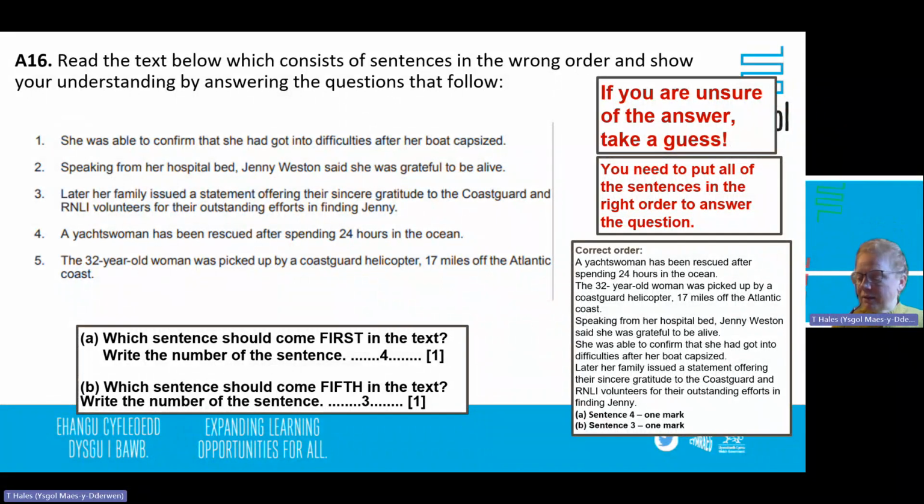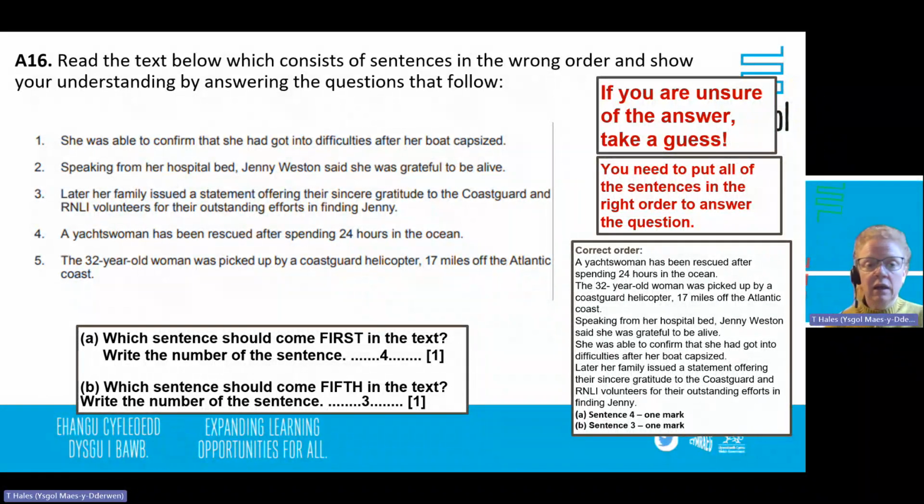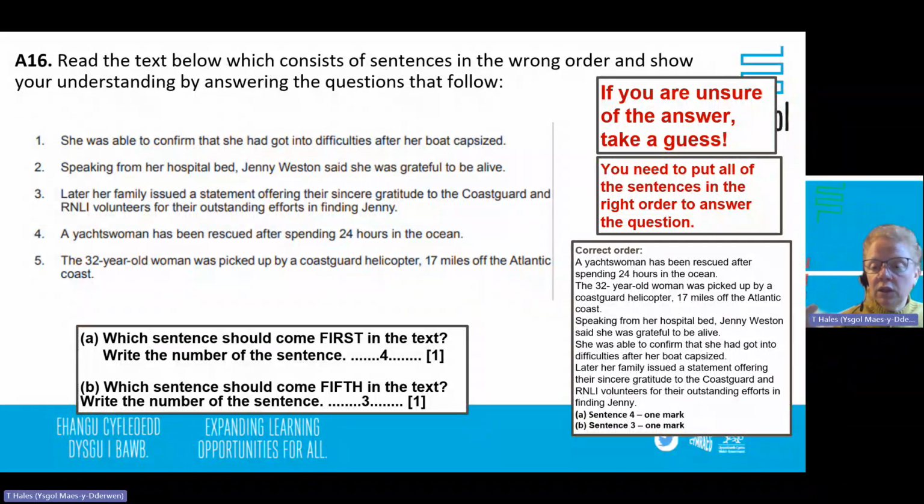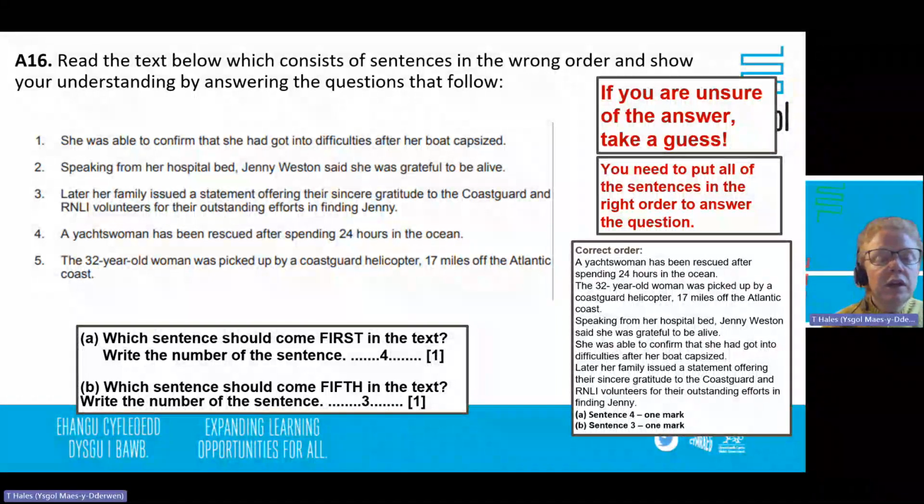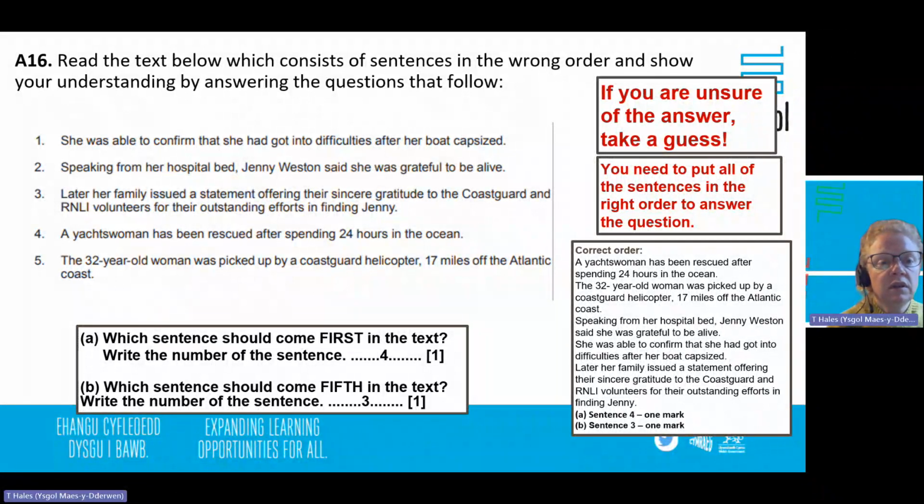So I've used my understanding of text, I've used my understanding of connectives to try and work out what order that story should go in. And I've put it into the right order. I've labelled them at the side, maybe put down A, B, C, D, E at the side of them, so I know what order is the right order. And then I've got to say which came first and which came fifth. So I know that it was sentence number 4 that came first, and it was sentence number 3 which came last. So I put down 4 and 3, and I get 1 mark for each of those. And that is the end of the paper.